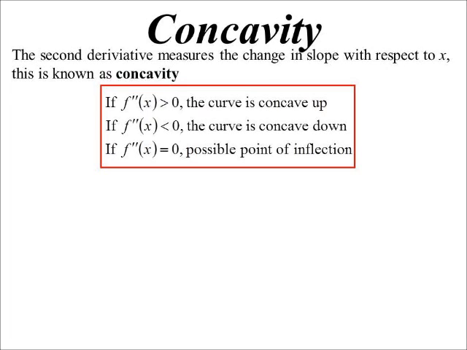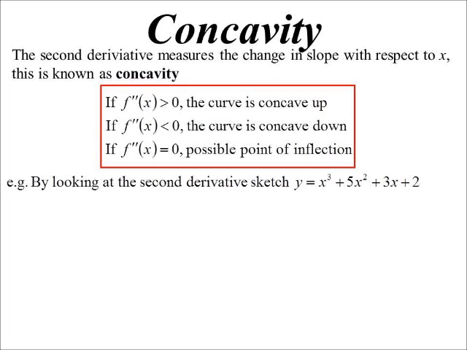When it's equal to 0, it's possibly a point of inflection. Doesn't necessarily mean that it is, but it's a possibility. It's the first condition of a point of inflection, and we'll look at those in more detail later.